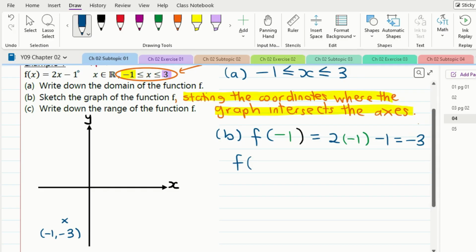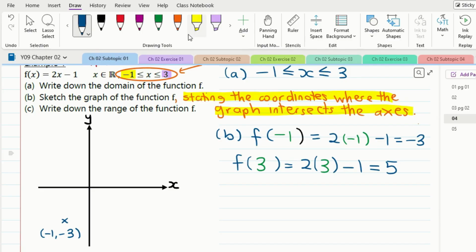As for the next value, f of 3, x equals 3, the working is the same: 2x, which means 2 times 3 minus 1. So this will give you 6 minus 1, which is 5. So the next coordinate is going to be (3, 5), where y is 5. So (3, 5) may be somewhere around here. Please write down the coordinates also. And you can actually draw the straight line straight away.